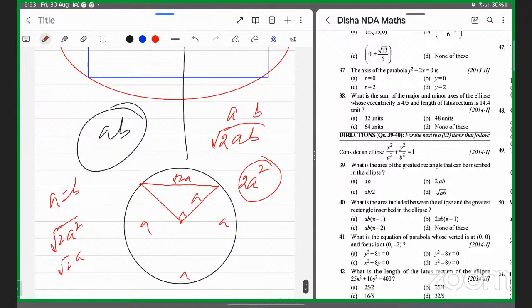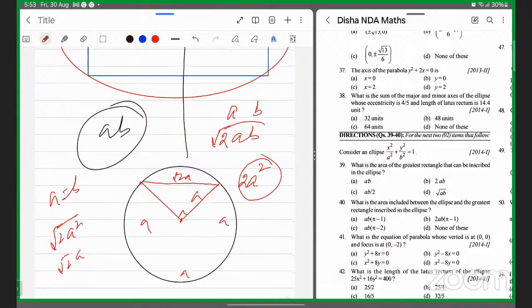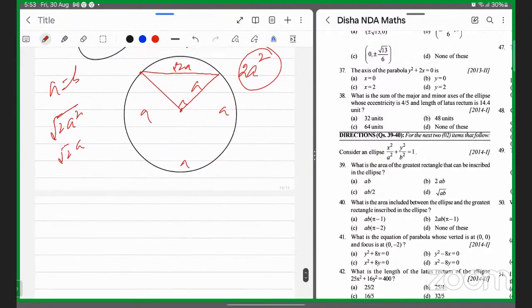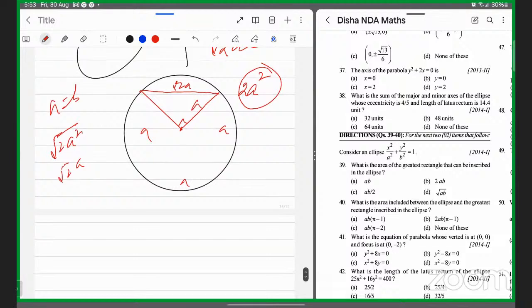So the side length will be under root this. Any problem? Good, right? So what you will do for an ellipse, because here we cannot get a square, we will get a rectangle. Okay. So one arm we can get root 2 times ab.